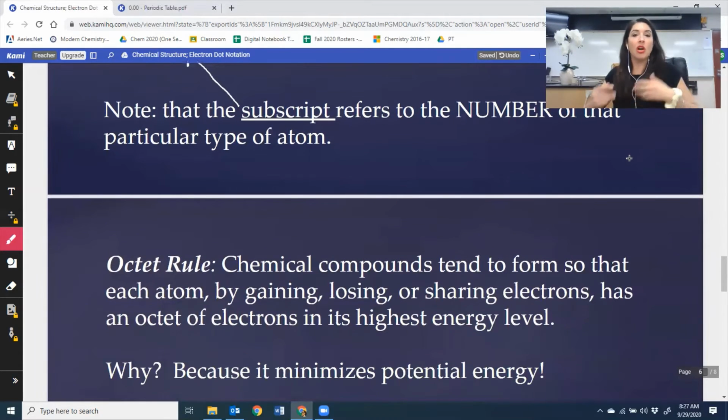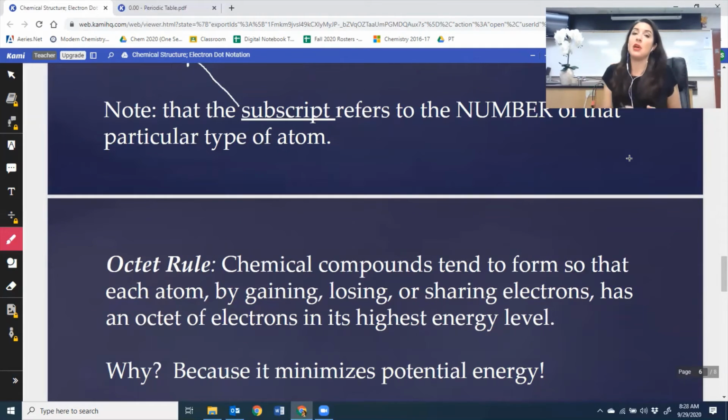So remember our octet rule, this idea that atoms tend to want to form a stable octet of 8 valence electrons. And they do that by either gaining, losing, or sharing electrons. That's because those electrons in the highest energy level are held less tightly to the nucleus of their own atom, and thus they're able to move around a little more freely and be transferred and shared between 2 or more nuclei.